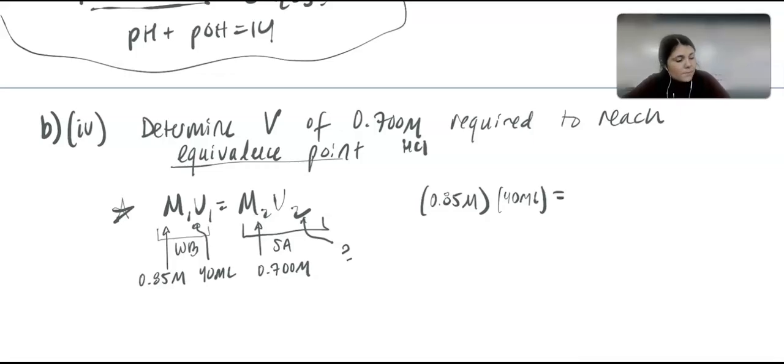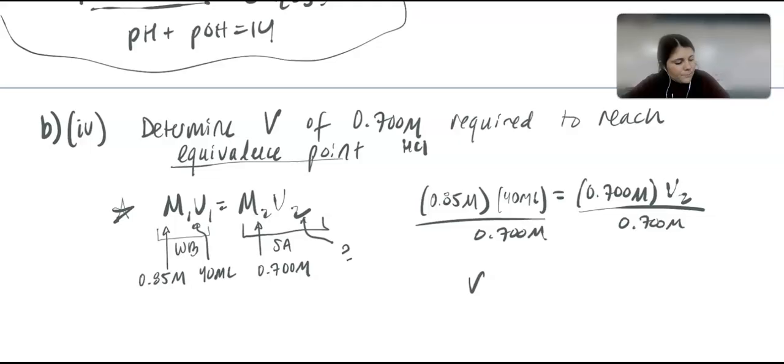Please note the volume units don't need to be in liters. They can stay in milliliters because if you think about it, the molarities will be crossing off. So whatever you get for V1 unit-wise, you'll get the same for V2. So divide by 0.7 on both sides. You get the volume as 48.57 milliliters, or with sig figs, 49 milliliters.